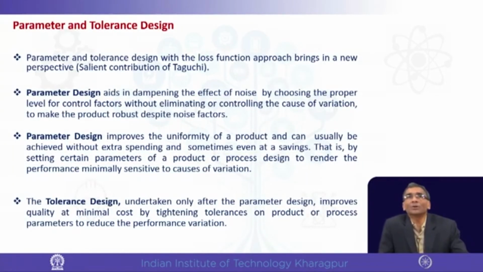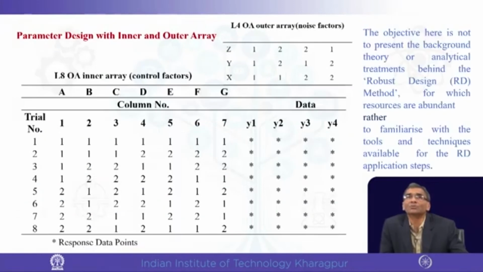Now parameter and tolerance design, I have already discussed that. Parameter design aids in dampening the effect of noise by choosing the proper level for control factors, without eliminating the cause of variation, and it improves the uniformity of the product. Tolerance design is undertaken only after the parameter design. It improves quality at minimal cost by tightening the tolerances on product or process parameters to reduce the performance variation. So, this is the tolerance design.